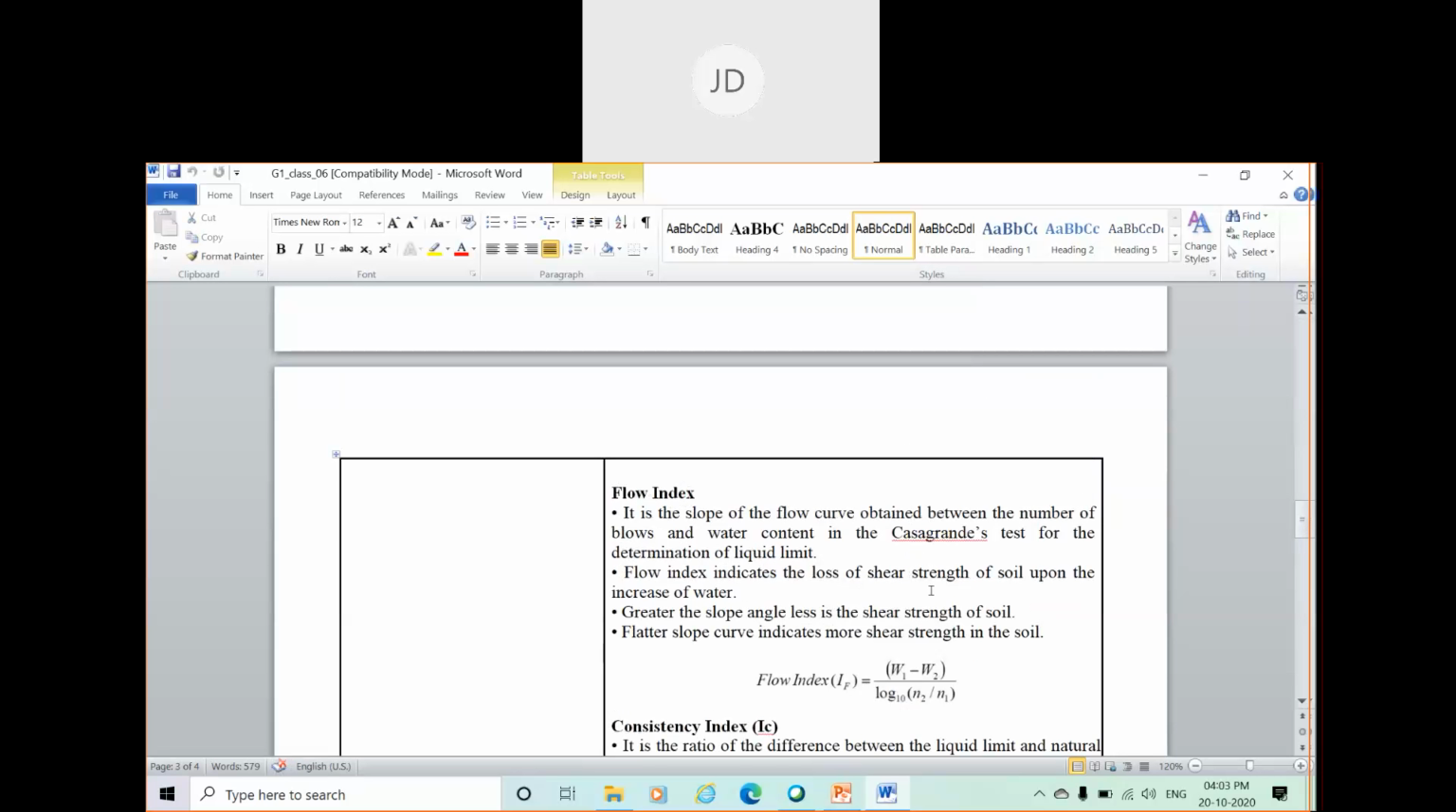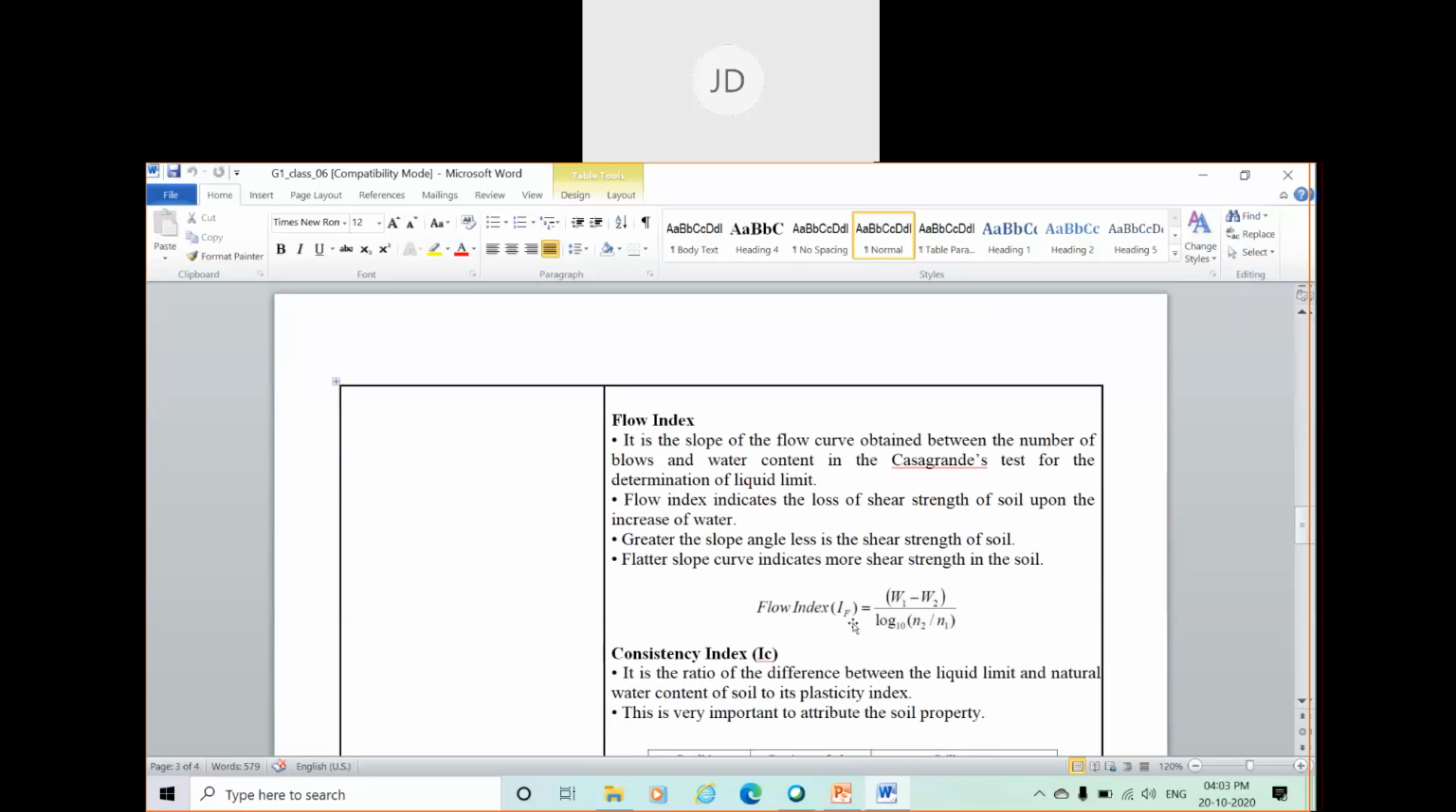Flow index indicates the loss of shear strength of soil upon the increase of water. It is defined by this equation: IF is equal to (W1 minus W2) divided by log of (N2 by N1). N represents the number of blows. And what is the number of blows? You will get the information in that particular experiment, the determination of liquid limit by Casagrande method.